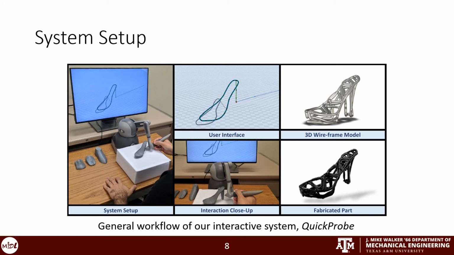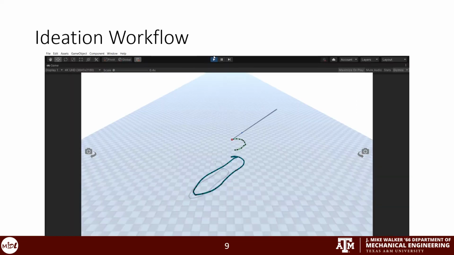Now let's look at the system setup. The setup comprises a haptic device capable of providing force feedback. The stylus of this device was used to create 3D wireframe models of a physical object by directly probing the physical object. The generated wireframe models were then 3D printed. Now let's take a look at the ideation workflow.